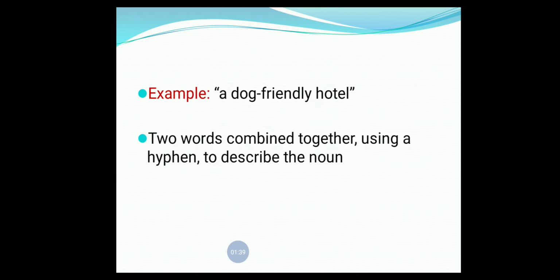Another example: say we say something like a dog-friendly hotel. In this case we're talking about a compound modifier. Why do we say that? It's because dog and friendly are two words combined into one, dog-friendly, and it's describing a noun, hotel. So this dog-friendly term is a hyphenated term, owing to the hyphen being used to merge them into one word.